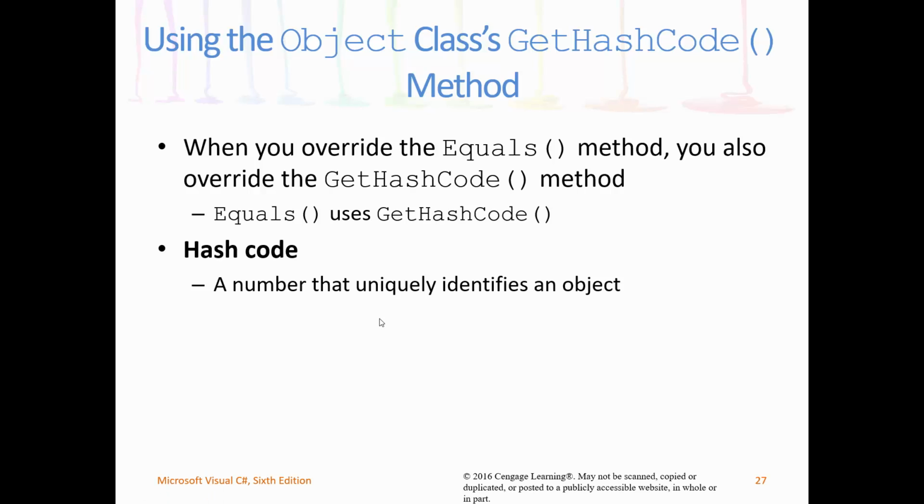As it says, when you override the Equals method, you also should override the GetHashCode, because the GetHashCode is going to return a special value that uniquely identifies each object.